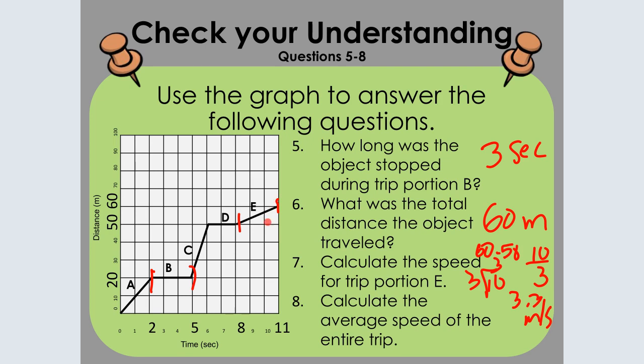Calculate the average speed for the entire trip. So it went 60 meters in 11 seconds. So 11 into 60 is 5. 55. 5 left over. 5.5 meters per second. Average speed. Okay.